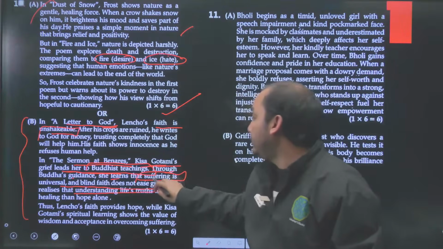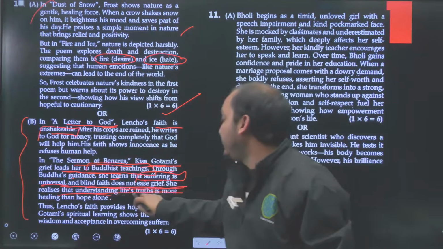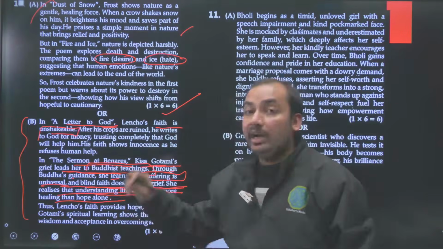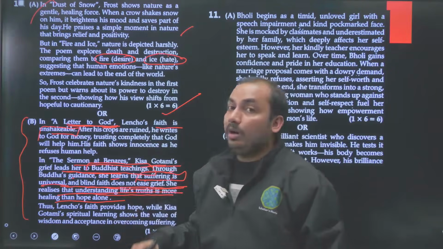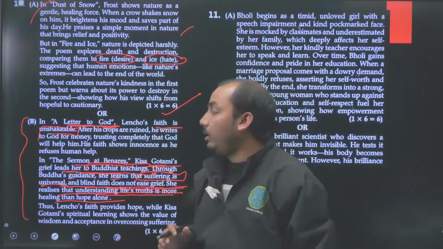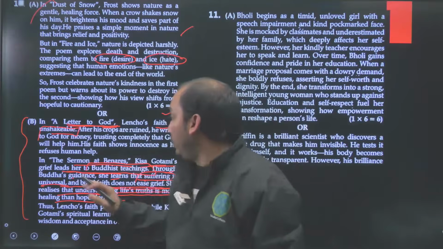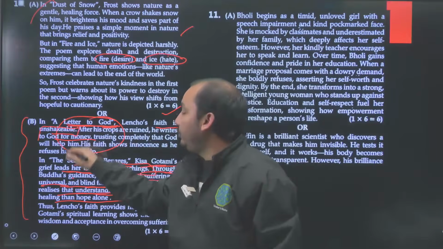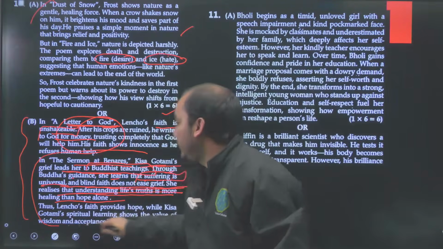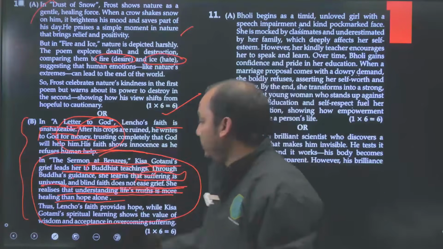Through Buddha's guidance, she learns that suffering is universal and blind faith does not ease grief. She realizes that understanding life's truth is more healing than hope alone, and also that life is mortal. These things she got to learn. But in A Letter to God, Lencho had a blind faith in God. He didn't know anything. He just wrote the letter, and he was expecting that the letter would go there, and also that he would get the money. So here we have seen the blind faith, and there we have seen the enlightenment, the knowledge and the reality of life. So we have to compare between both of the chapters given there.